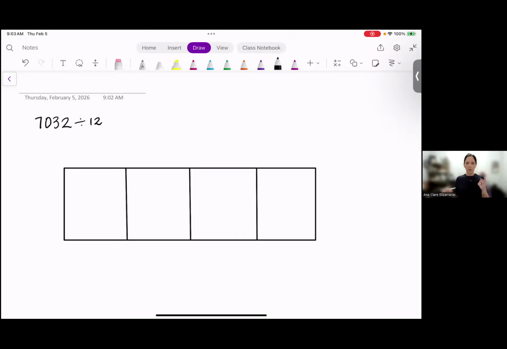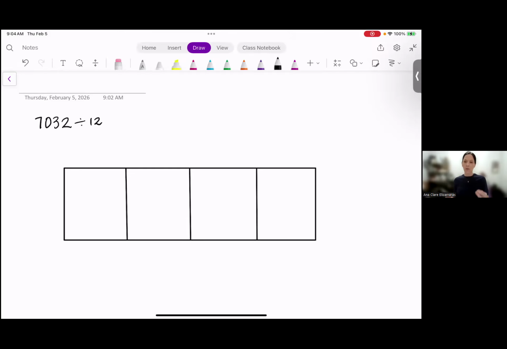We are going over this problem, 7032 divided by 12, not using the standard division algorithm, but using dots and boxes. So the important thing here is we're not just dividing by a single digit, we're dividing by a two-digit number. So when I'm doing this, I have 7032.